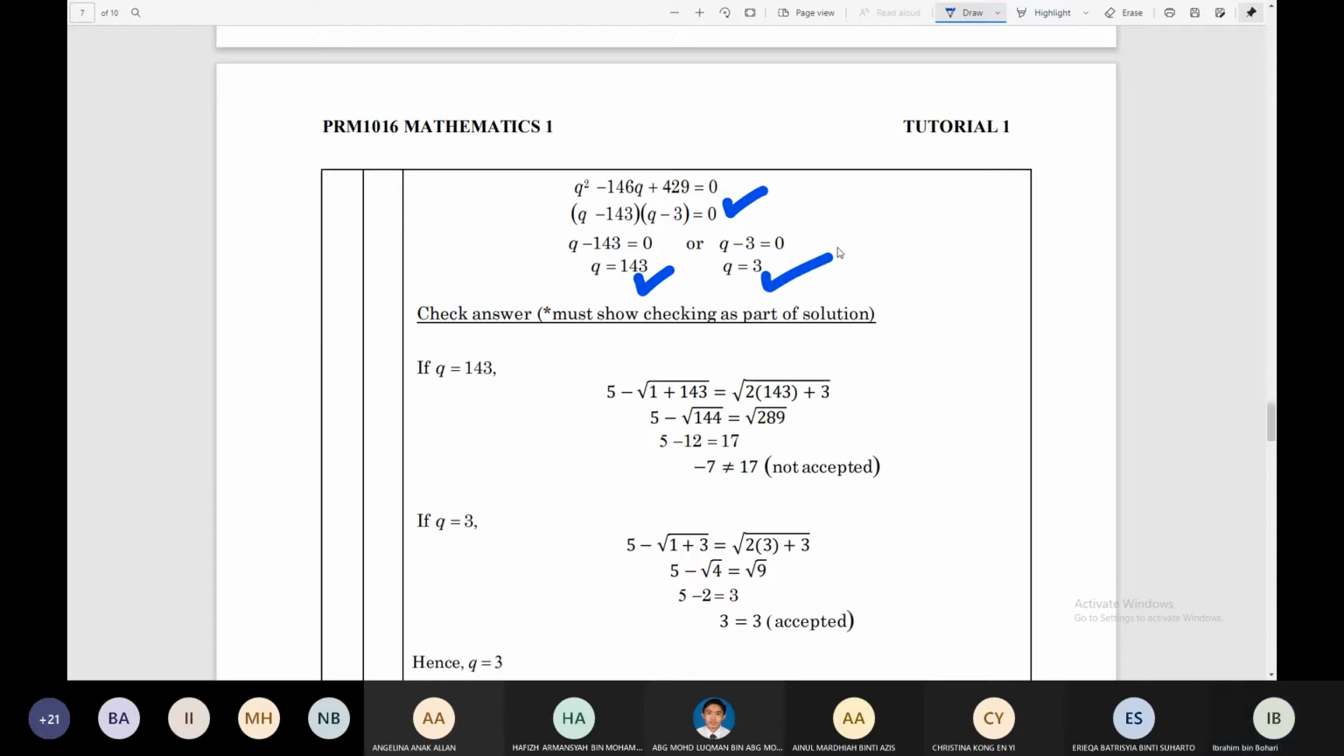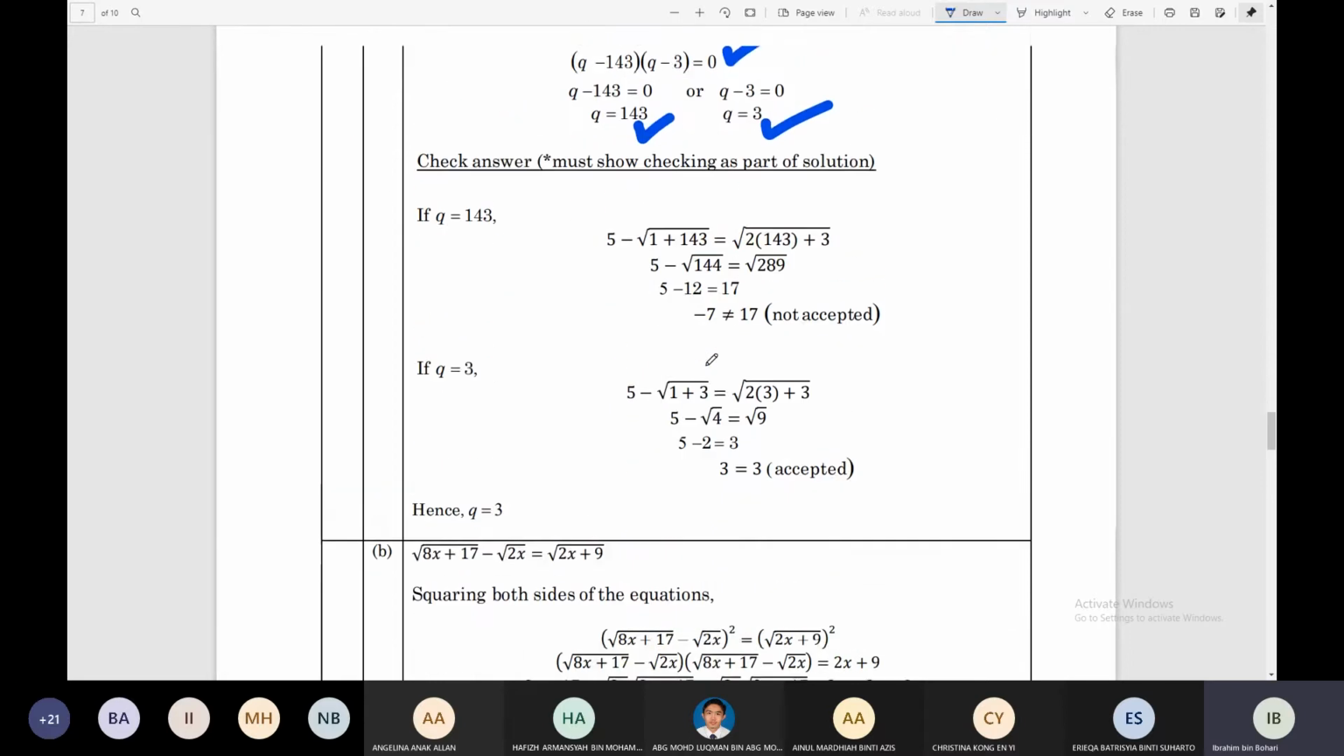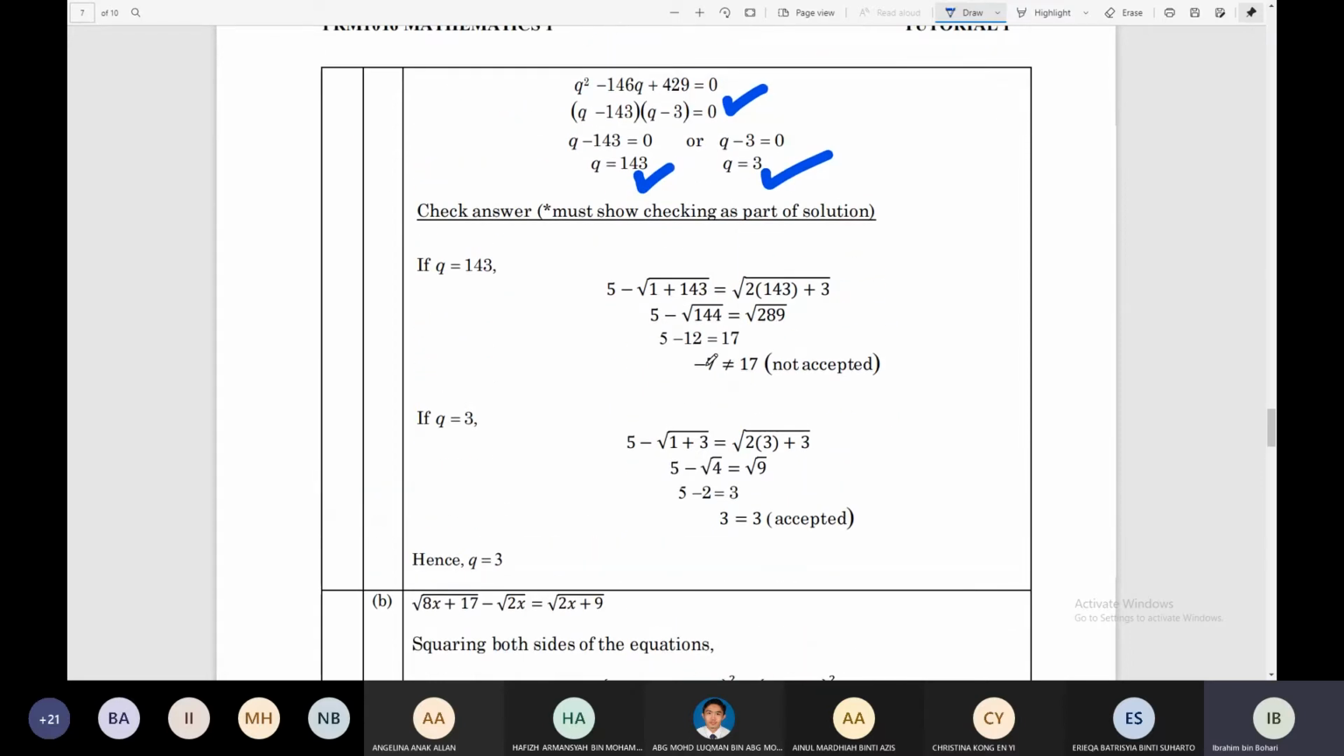Got the answer. And then the last step, you check the value, the left hand side, and you compare it with the right hand side of the equation.